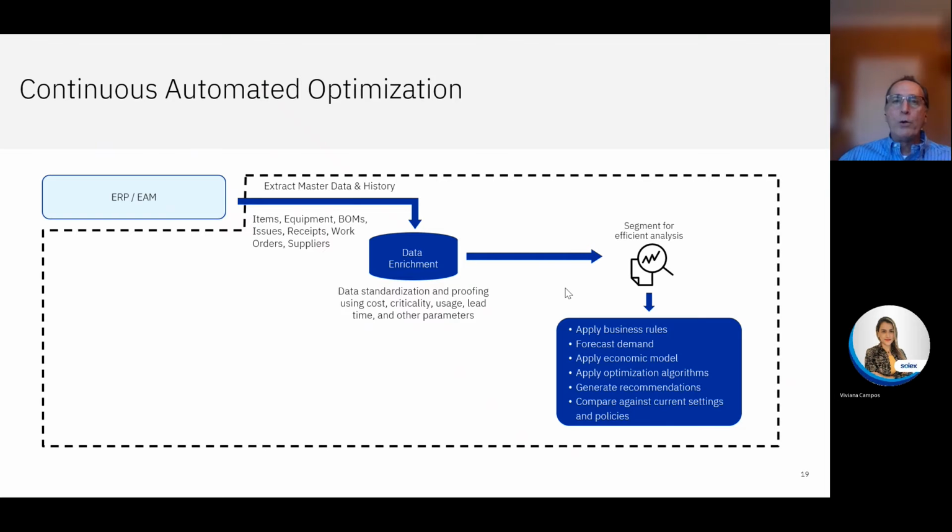After we enrich it, we're going to segment those items because if you think about a bearing, it may have a different segmentation than a cleaning solvent. So we do different segmentations based on the criticality of that item and where that item is used. For each one of those segmentations, we're going to apply the right forecast algorithm, the right costing model. And the idea is to get two outputs.